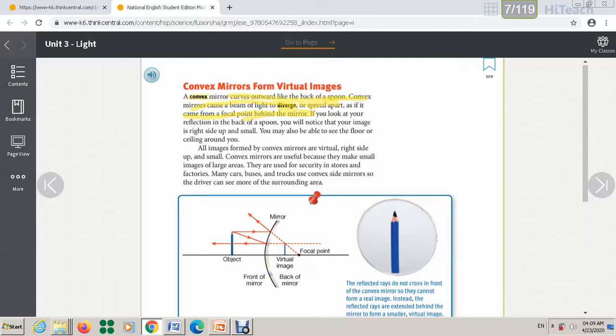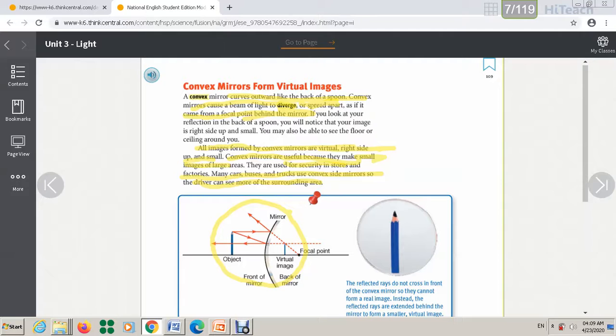You have to know the rules for the convex mirror also. We have studied 2 rules for the convex mirror. All images formed by a convex mirror are virtual, right side up, and small. Convex mirrors are useful because they make small images of a large area, so they are used in security, and they are used in cars. This part is very important. You have to know these properties and what rays we have used, how to draw them, and how the images appear.